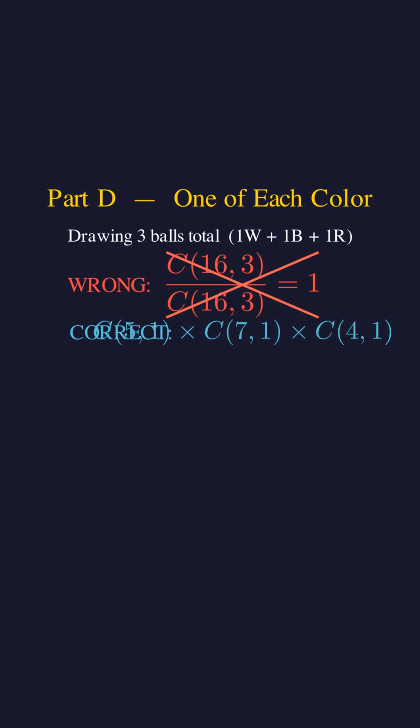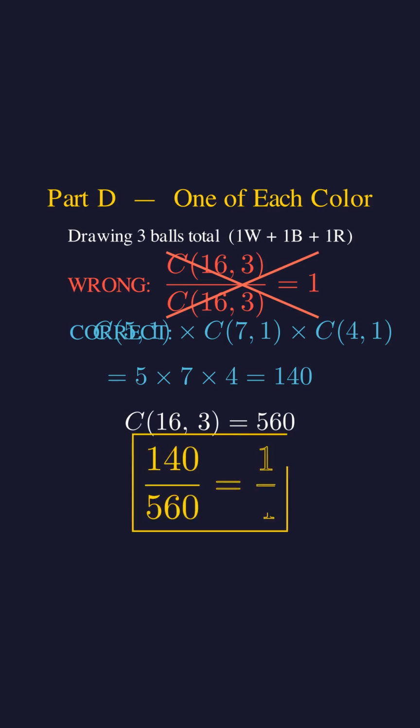C of 5, 1 times C of 7, 1 times C of 4, 1. That is 5 times 7 times 4, which is 140. Divide by C of 16, 3, which is 560. Answer: 140 over 560, which is 1 over 4.